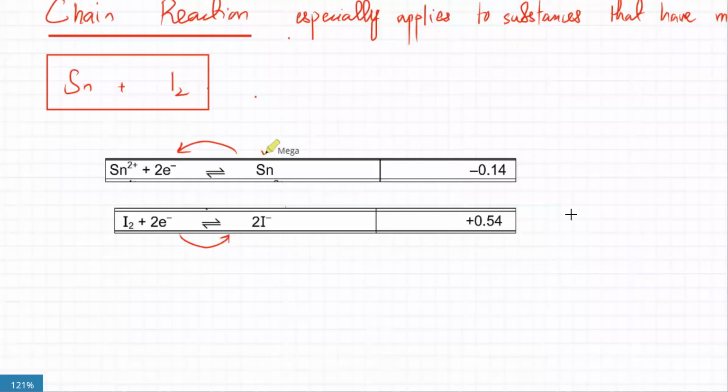So tin is the one that's losing electrons, so I do have tin. And who's gaining electrons? It's iodine, so I do have iodine. So both equations are perfect. No issues there. The electrons are already balanced, so all you have to do is add up the reactants. In the first one, the reactant is Sn. And in the second one, the reactant is I2.